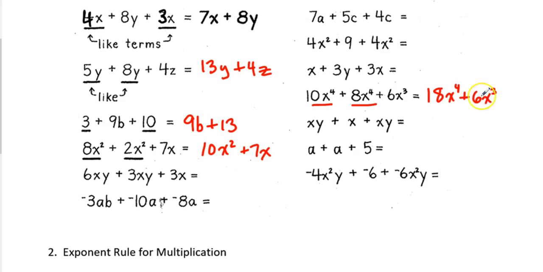Okay, finally, let's try this one. I want you to underline this term and this term, which are the like terms. And I'm going to add the -4, -6, and get -10. Then I just keep what the variable is. The variable is x squared y. And then the last term that didn't have any like term to go with it, it's just a -6.